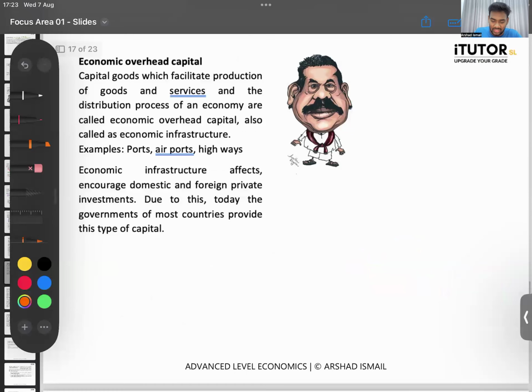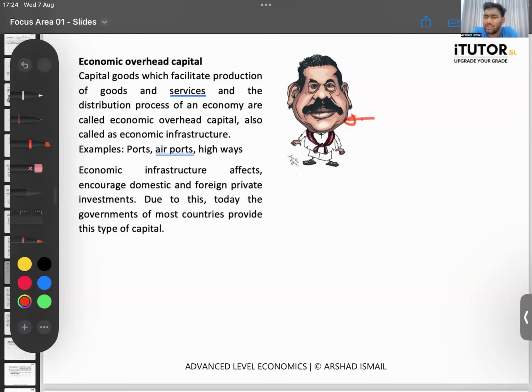I put a small cartoon there also. Economic overhead capital is what you call capital goods that help with the production and distribution process. So for example, highways, roads, airports, harbors. Why did I put this picture of this fellow? Because he was the fellow who was trying to build a lot of those during his time. There would have been corruption, all of it. That's a different story.